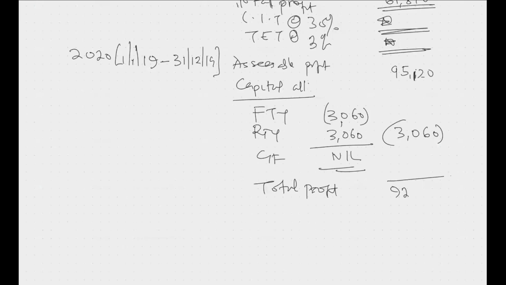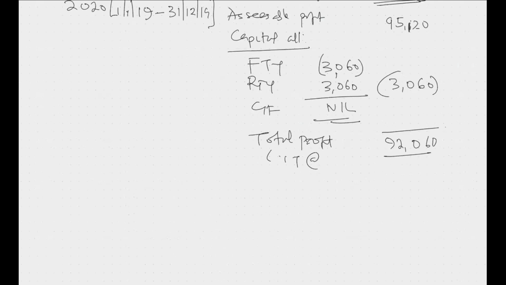For that, we'll calculate company income tax. This is of accessible profits. This is of total profits. Forget your answer. We'll go to the next one, 2021.